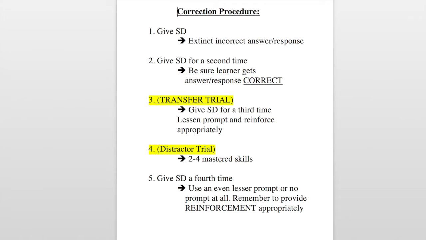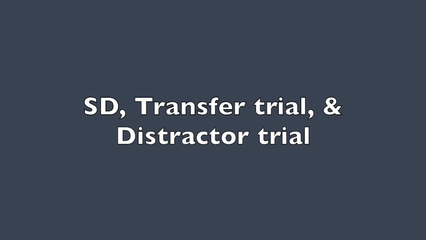The fourth step, which is also known as the distractor trial, is when you incorporate 2 to 4 mastered skills for the learner to do. And the fifth and last step is when you give the SD for a fourth time, and during this step, you need to use an even lesser prompt or no prompt at all. Remember to provide reinforcement appropriately. Important parts of a correction procedure are an SD, a transfer trial, and a distractor trial.